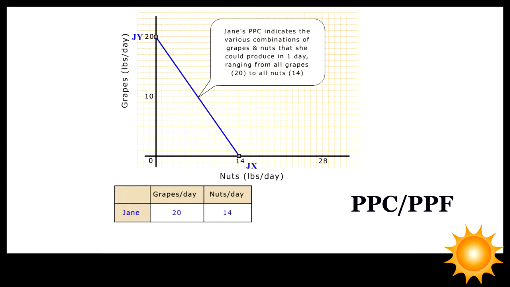PPF for short. The straight line production function represents various combinations of grapes and nuts that Jane could produce in one day, ranging from all grapes, 20, to all nuts, 14.